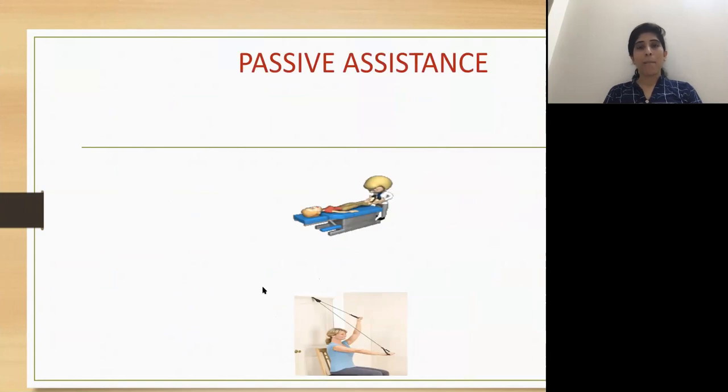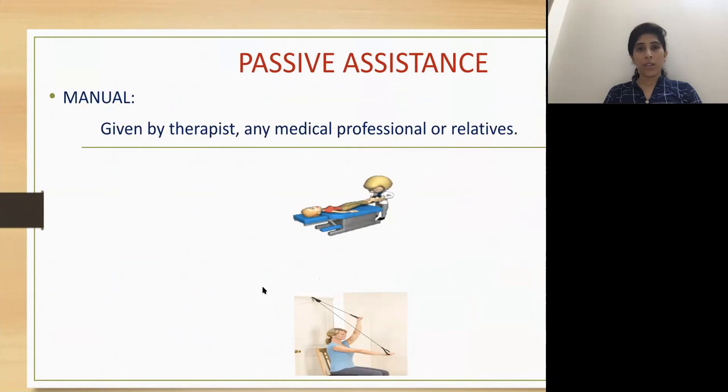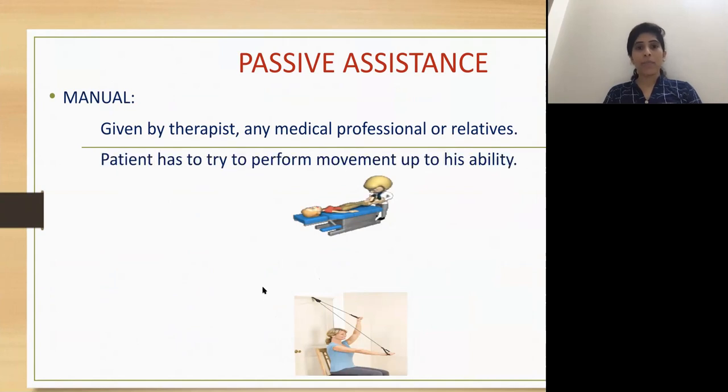Then next is the passive assisted exercises. So it is called manual and mechanical. Manual assisted exercises means the assistance is given by the physiotherapist or by any medical professionals or by relatives or friends.